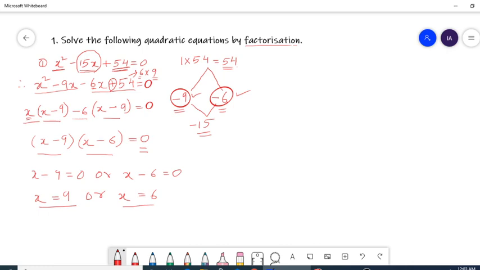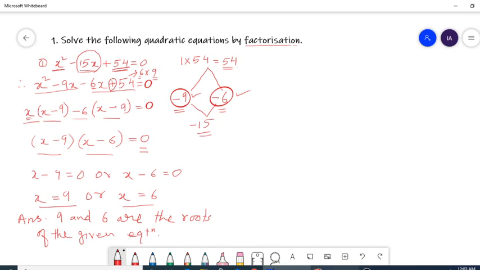These 6 and 9 are the roots of the given equation. So you can write your final answer that 9 and 6 are the roots of the given equation. So this is our solution.